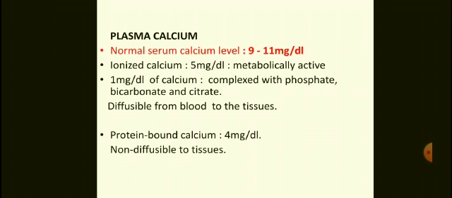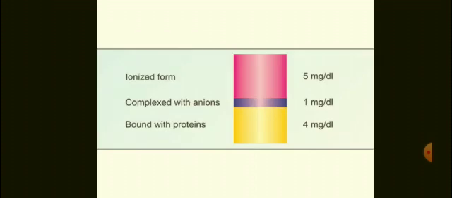1 milligram of calcium is complexed with phosphate, bicarbonate and citrate. This form of calcium is diffusible from blood to the tissues. Around 4 milligram of calcium is bound to proteins, and this protein bound calcium is non-diffusible to tissues. So if you see, the ionized form of calcium is the highest, that is 5 milligram. The one complexed with anions is only 1 milligram, and the one bound with proteins is around 4 milligram per dl.